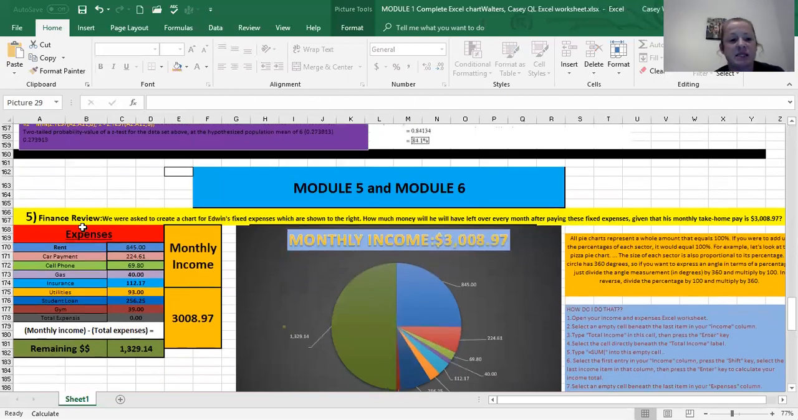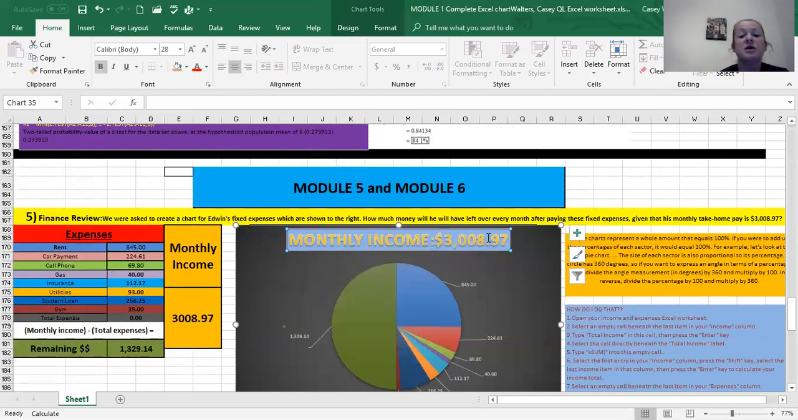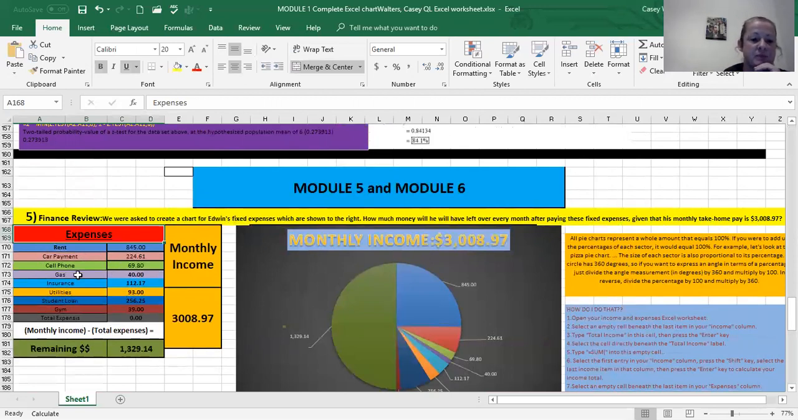And then we've got 5 and 6, and this is the finance review. We were asked to create a chart for Edwin's fixed finances, which are shown over here to the left, and how much money will he have left over every month after paying his fixed expenses, given that his monthly take-home pay is $3,008.97. So what I've done is I have made a table right here, and I put the formulas in for each one, and you will see that they correspond with the cell and everything else. And I put in a formula to actually get the total.